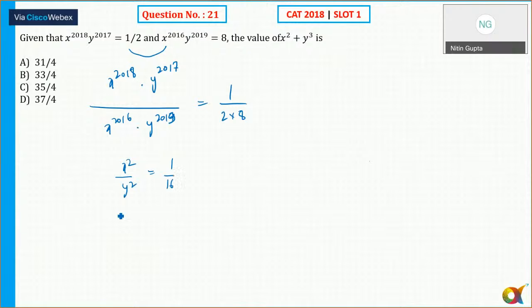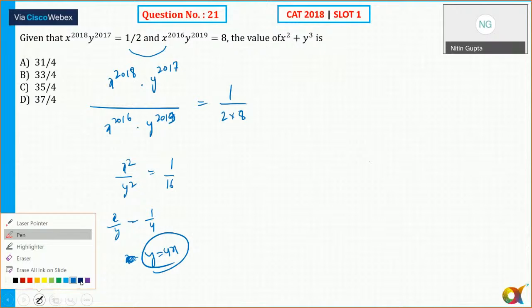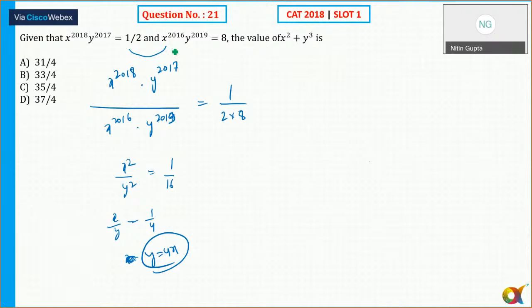So I can say x is equal to 1 by 4, or y is equal to nothing but 4x. So y is equal to 4x. And once you get y equal to 4x, substitute in any of the equations. Let's say I substitute in this equation. Y is equal to 4x. X raised to power 2016 into y, with y equal to 4x, so 4x raised to power 2019 is equal to 8.